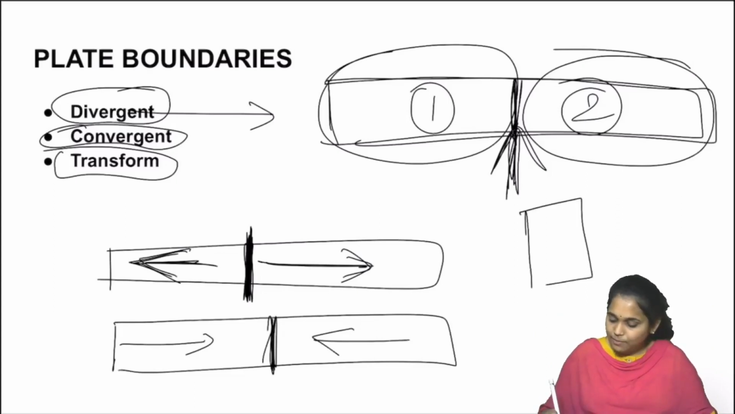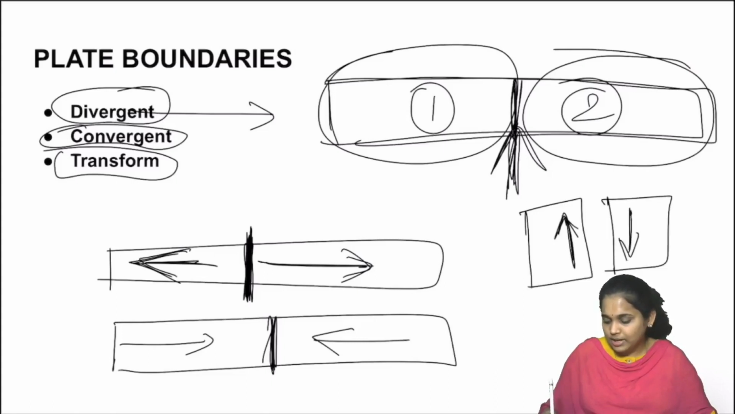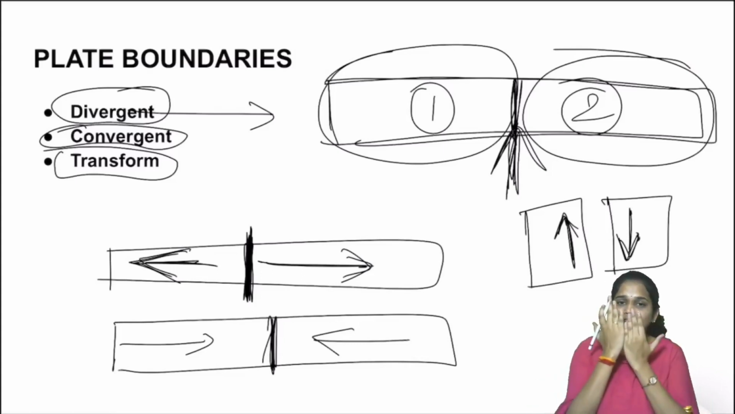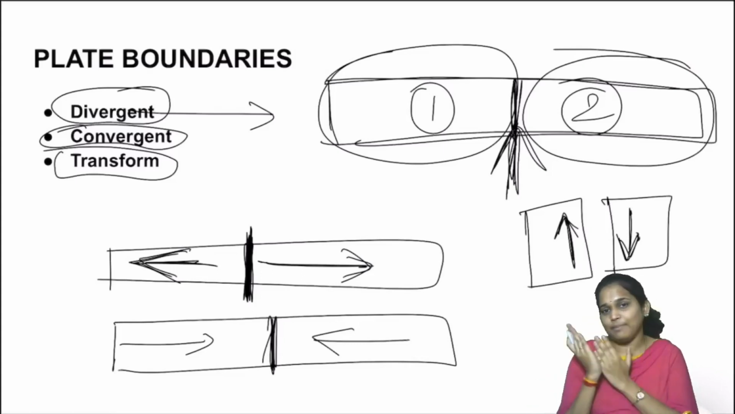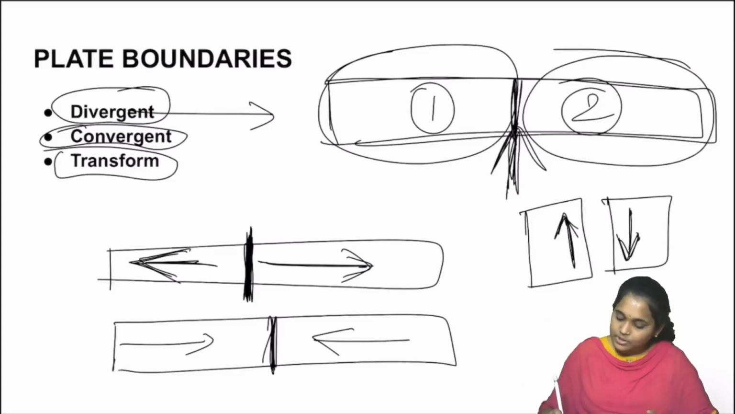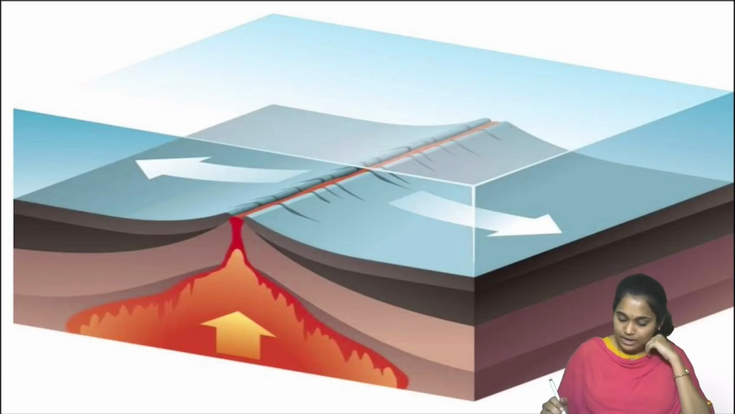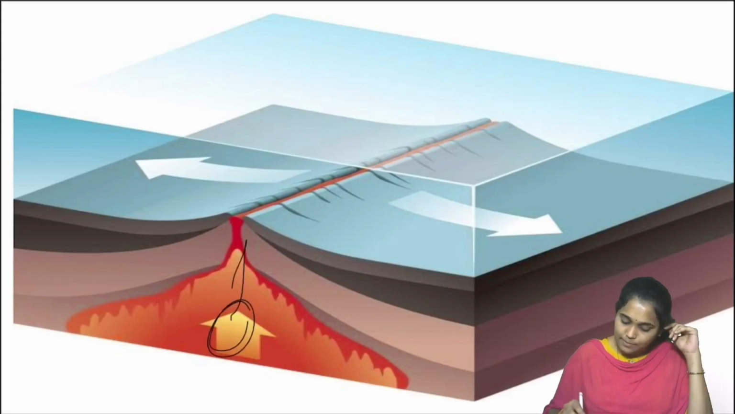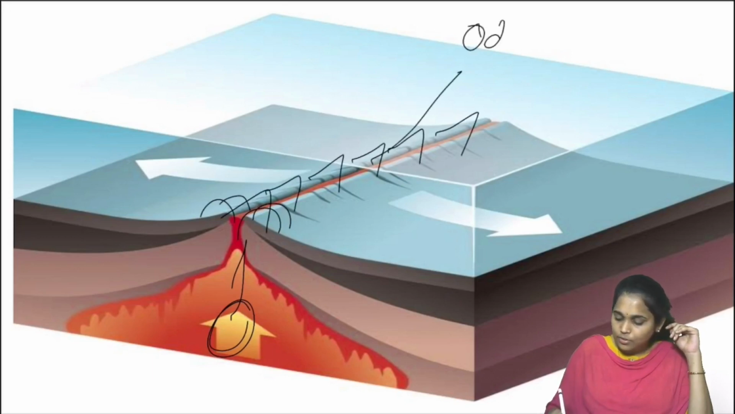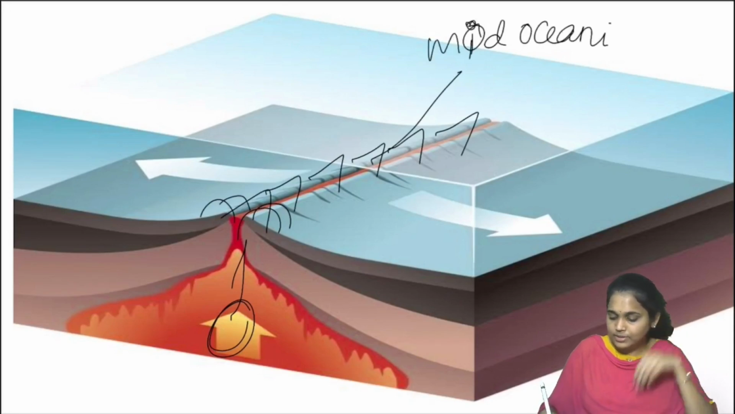Like that, a transform plate is when one plate is moving in this direction and the other plate moves in this direction. So if you have 2 plates like this, transform means up and down movement will be happening. So this is a transform plate. If you observe the divergence phenomenon, in the convection currents also we have observed that the magma from the asthenosphere rises up. So it gets separated like this, it forms mountain-like structures here which are nothing but mid-oceanic ridges.